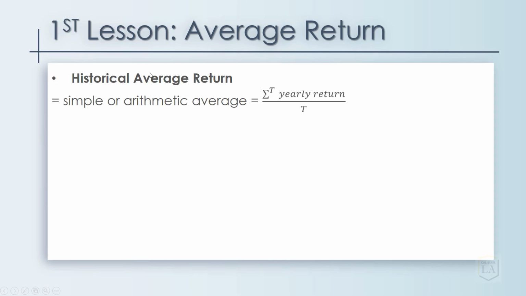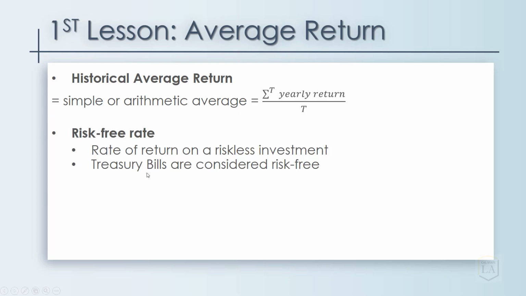The way to measure the historical average return is a very simple way. It's what everybody knows, and a more sophisticated way of calling it would be arithmetic average. So you just take the sum of all the yearly returns and divide it by the number of years. It's just like how you would measure averages for your grades or your GPA. But there is an additional thing that you need to understand, which is called the risk-free rate.